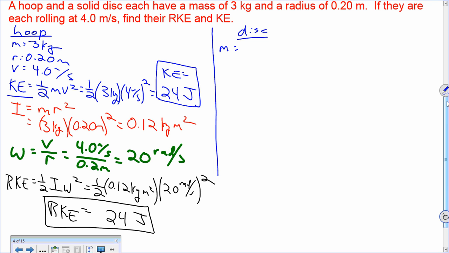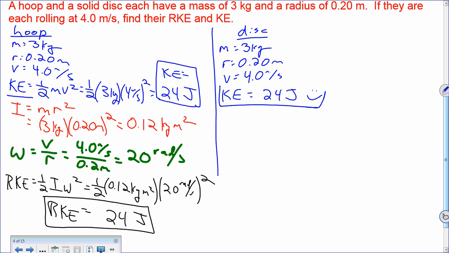So here's what we know about the disk. We know it has a mass of 3 kilograms. We know it has a radius of 0.20 meters. We know it has a velocity of 4.0 meters a second. And so its kinetic energy is going to still be 24 joules, right? Does everybody see why? Same mass, same velocity. You're going to get the same kinetic energy, right? Everybody happy? Yep.